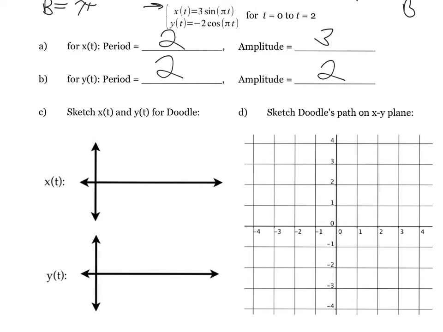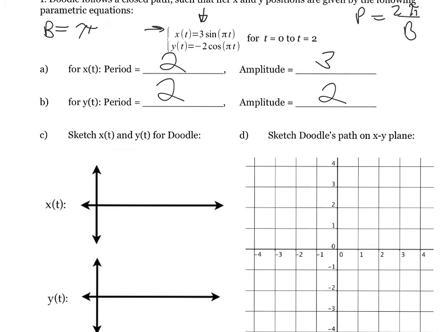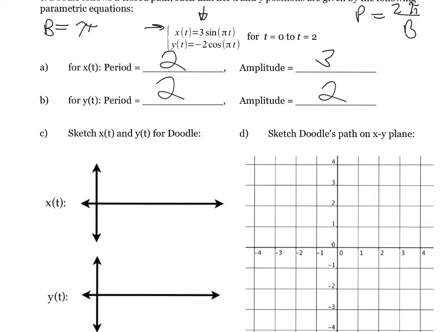On part C here, we're asking you to sketch x as a function of time and y as a function of time on their own little graphs to help you visualize what's going on. So the x function is, again, 3 sine of pi t. We know the period is 2, so I'm going to put in some marks on the time scale. This is 1, this is 2. And I'm going to sketch the graph for sine of pi t. So sine starts at the origin, goes up, goes back through the t-axis at 1.